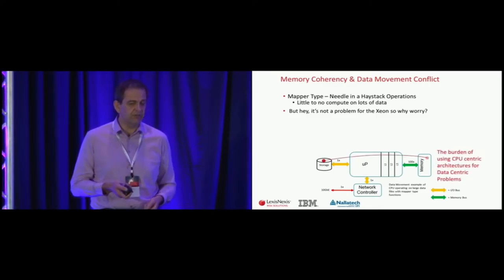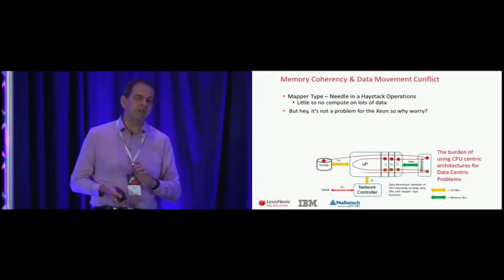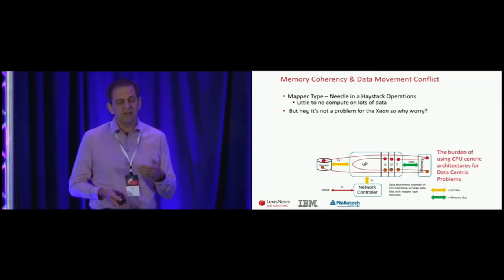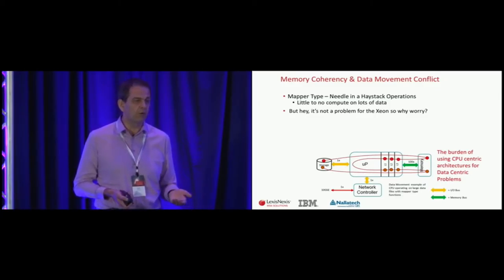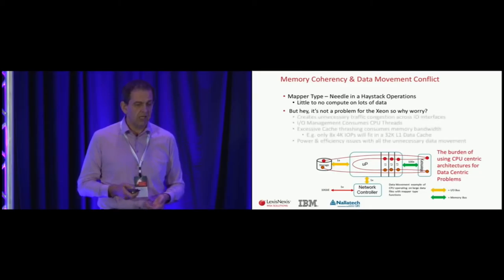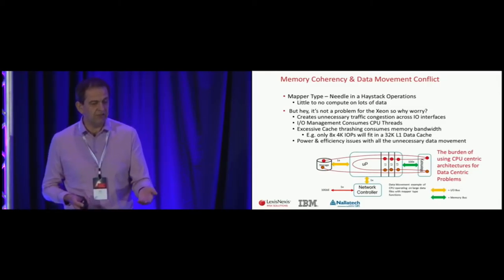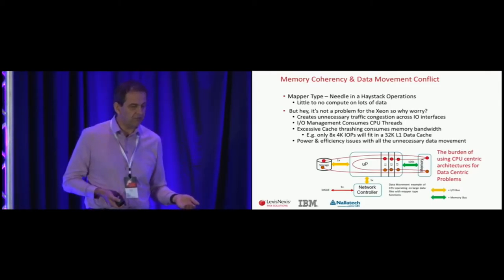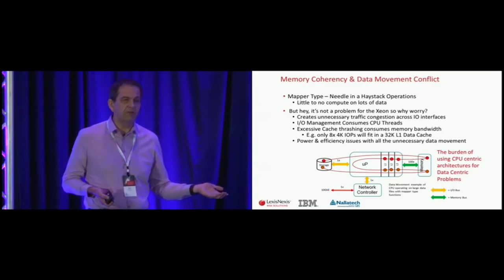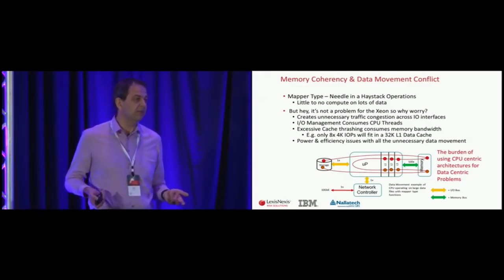The burden of using a CPU-centric architecture for data-centric problems is that data from the storage goes into memory, goes through all the caches, does a simple operation, then if there's a result that comes out of that, it goes back through all the memory layers back into that storage. An awful lot of data movement for such a trivial operation. And so, although the Xeon can cope with it very easily, it creates a lot of unnecessary traffic congestion on the I/O. I/O management consumes CPU threads, excessive cache thrashing. You know, only 8 4K IOPS fills up a level 1 32K cache. So you get really tremendous power and efficiency issues with all of this unnecessary data movement. Surely there's a better way.